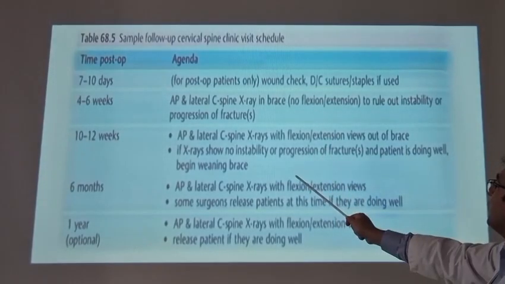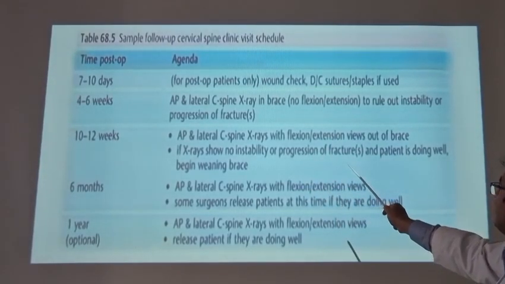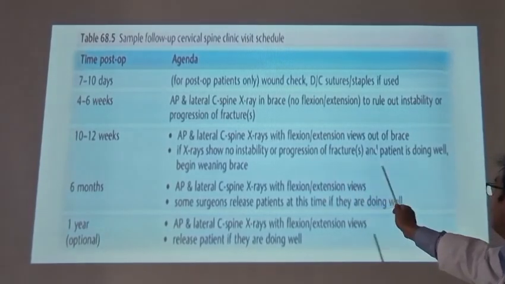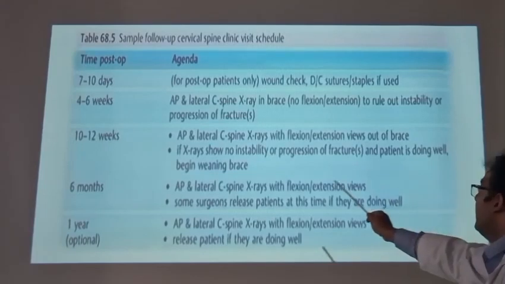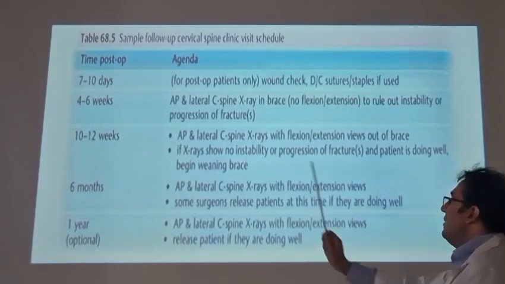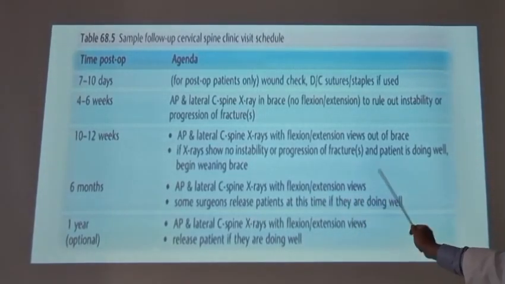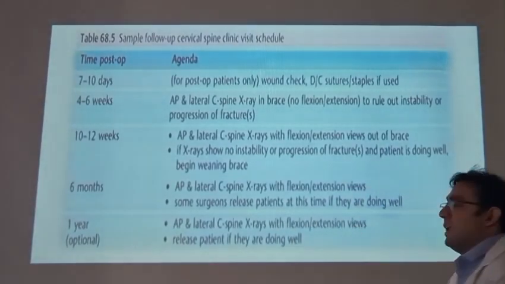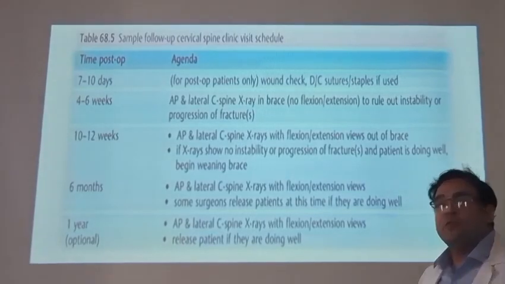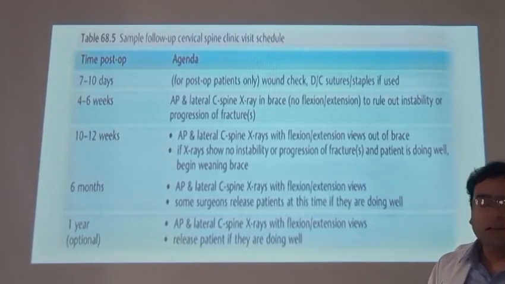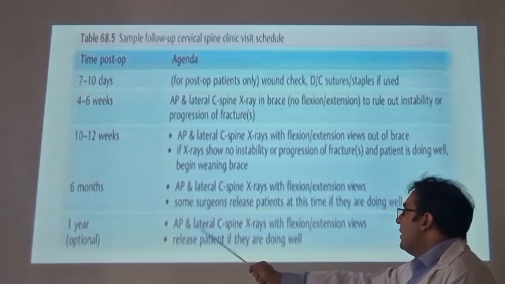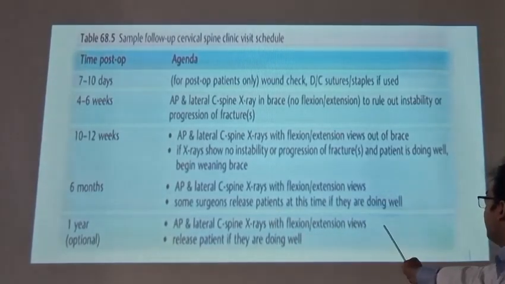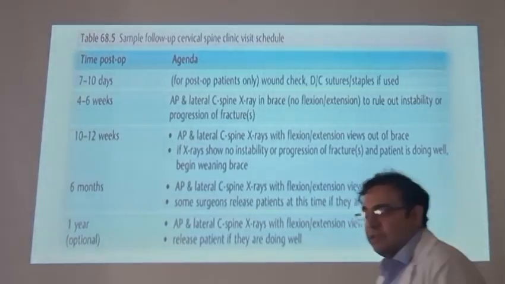Then we come to 10 to 12 weeks, which is 3 months: AP and lateral cervical spine X-ray with flexion extension views out of the brace. If X-ray shows instability or progression of the fracture, the patient is going to begin weaning the brace. At 6 months, AP and lateral cervical spine X-ray with flexion extension views; some surgeons release the patient at this time if they are doing well. But some surgeons continue to monitor till 1 year after the injury. One year is optional, with AP and lateral C-spine X-ray with flexion extension views, and release the patient if they are doing well.